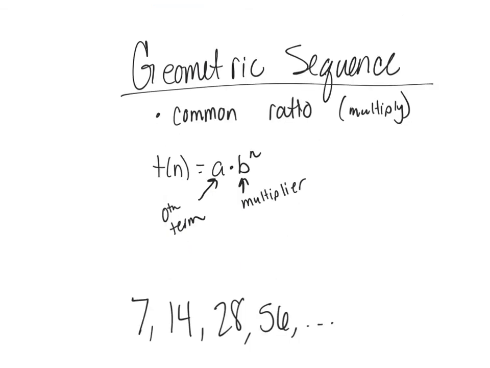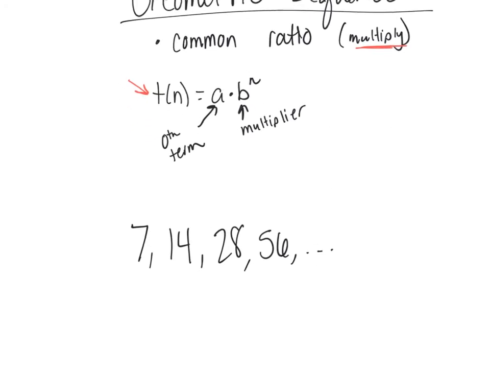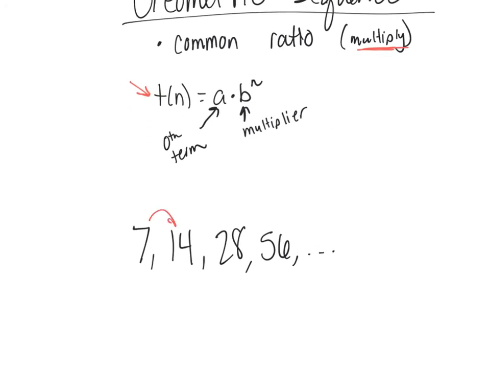Now let's take a look at a geometric example. A geometric sequence is a sequence where the numbers have a common ratio, which means we're multiplying by the same number. And the formula for a geometric sequence is given by this one here, t of n equals a times b to the n power, where n is the term number, b is the multiplier, and a is the 0 term. So if I look at this sequence here, I am multiplying by 2 each time for each term.